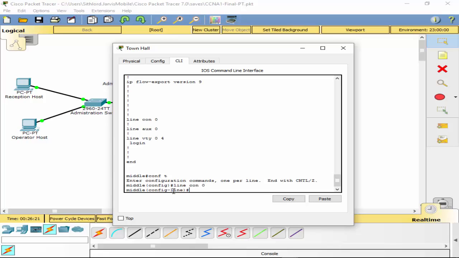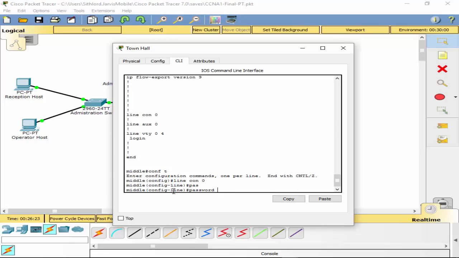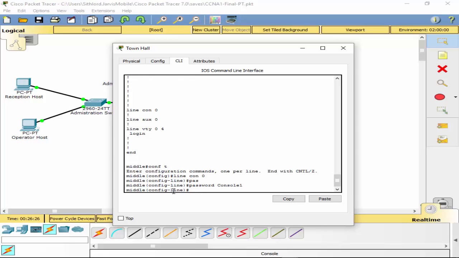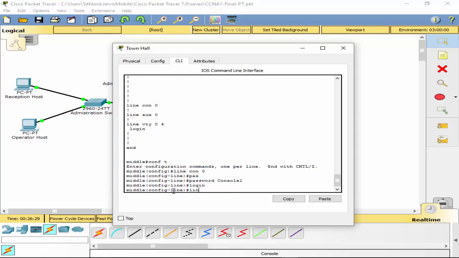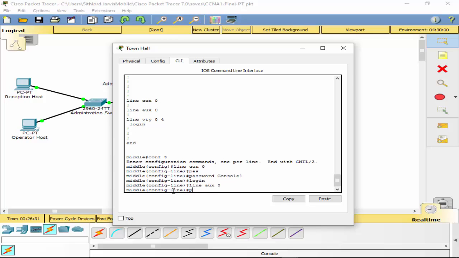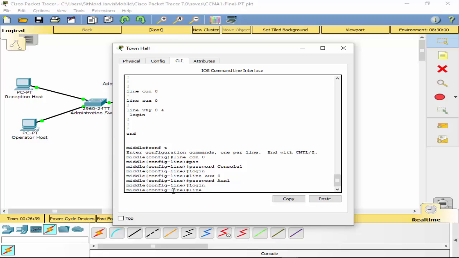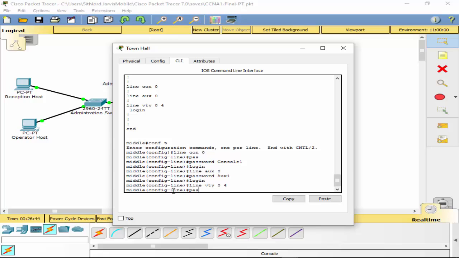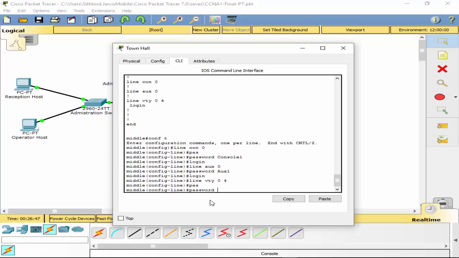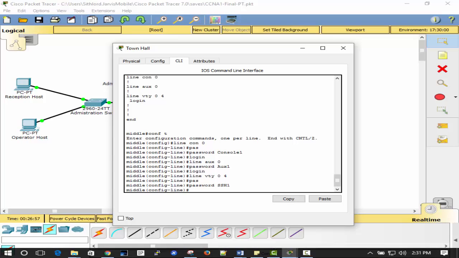So line con 0, we say password, and we say console1, login. I'm going to even do line aux 0, I don't know that you have to, password aux1, login. Line VTY 0 4, and we're just going to do password. You can see there's already a login, and we're actually going to change that by the end of this. We'll say password SSH1, because we're going to be doing SSH here in a second.